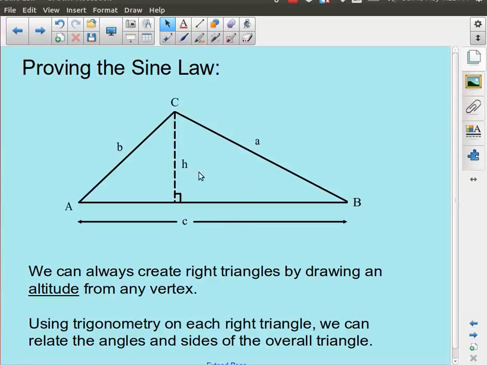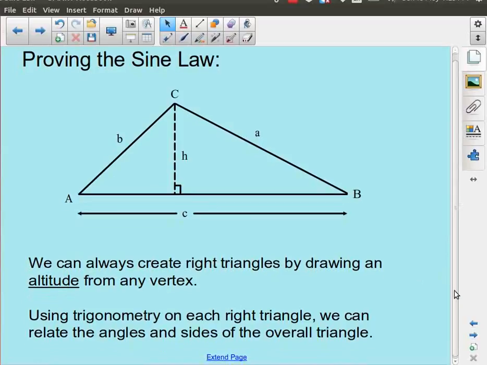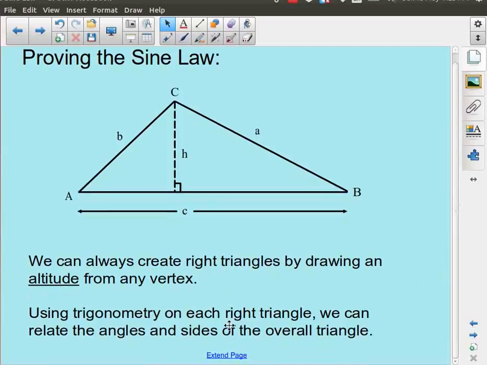So the way I introduce a right angle is I drop this vertical line, and this is known as an altitude, something we covered in the geometry section of this course. By doing this, I've actually created two right triangles. And so what we're going to do is use the trigonometry on each right triangle to make some sort of relationship here.